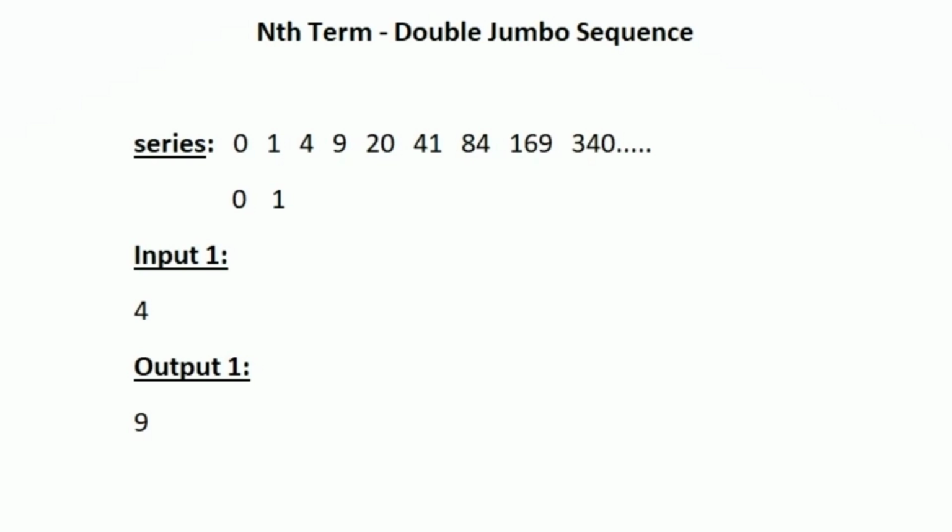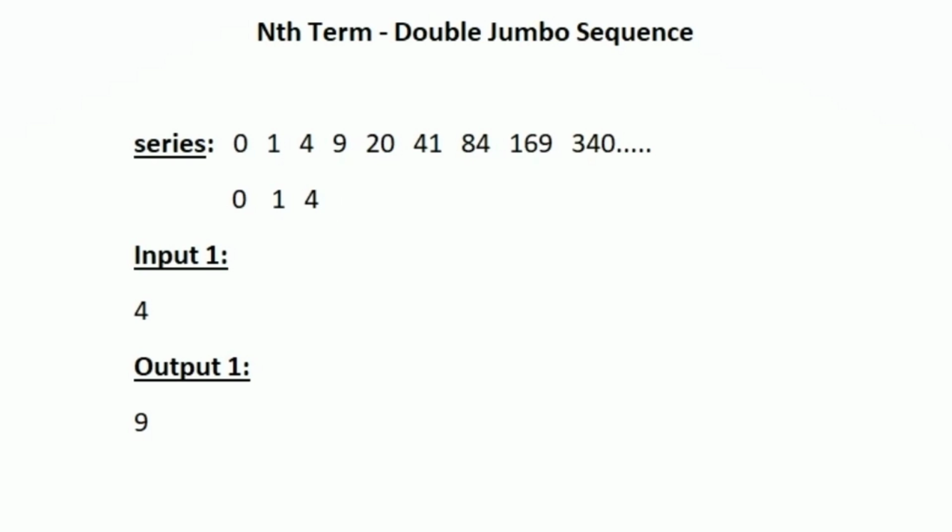The third term will be nothing but the previous term into 2 plus 2. The previous term is 1. So 1 into 2 plus 2, that will be the third term. 1 into 2 is 2. 2 plus 2 we get 4. So this is the third term.